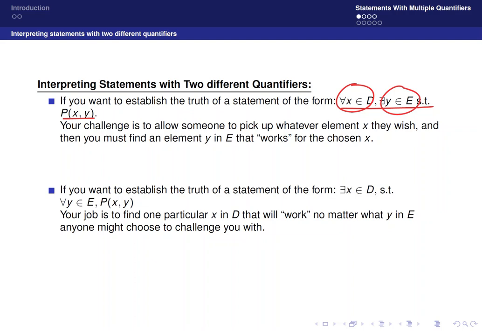Now, how about if the order was opposite? What if you had the existential first and then the universal? What's the job here? Here, your job is to find an x ahead of time that will work no matter what y is given to you. So x has to be chosen first, and you don't know what y is going to be. Somebody's going to hand you a y, and your x should work no matter what the challenge is.